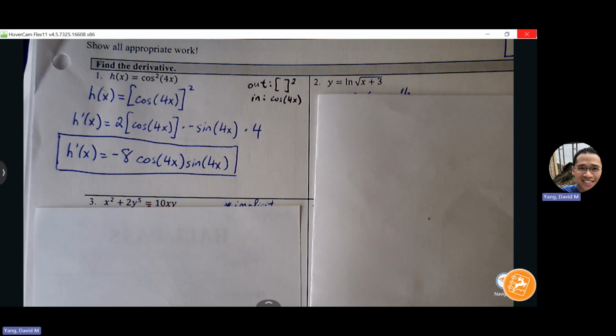Outside portion, go through power. Bracket squared becomes 2 bracket to the first power. Cosine of u becomes negative sine of u times u prime. So cosine 4x becomes negative sine 4x times 4. And then we clean up. Questions with one?